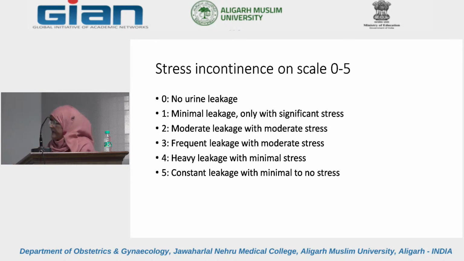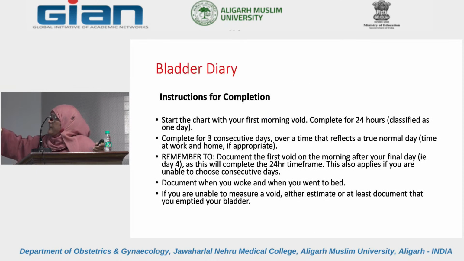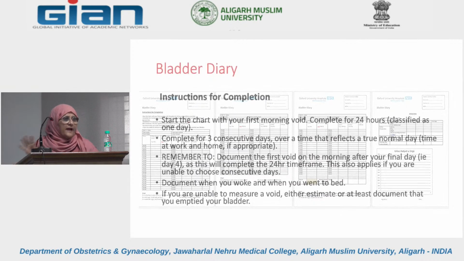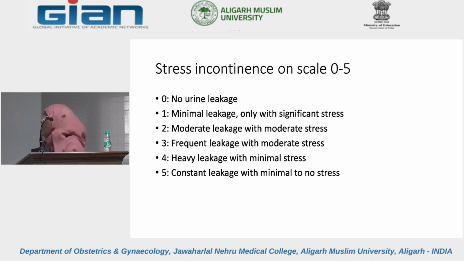When I searched for this bladder diary, which is from the textbook of Urogynecology by Mickey Karram, he has mentioned the scale of 0 to 4, but I could not get it. All that I got for stress incontinence was on the scale of 0 to 5. So I modified it, because it was mentioned 0 to 5. Now for 3 full days, she is expected to maintain it.